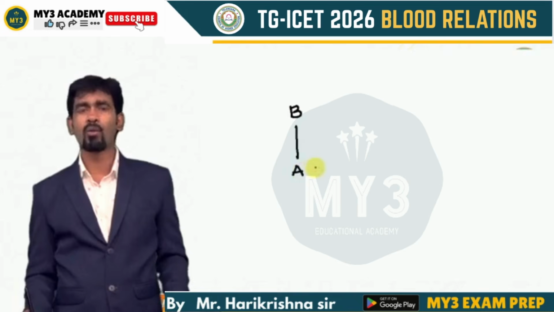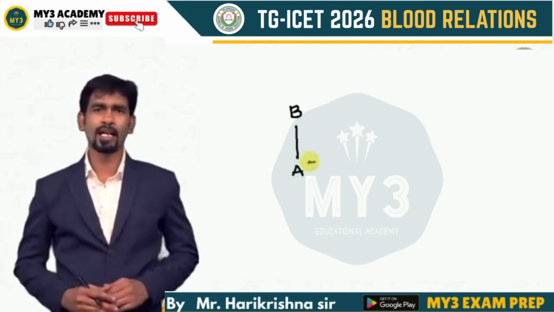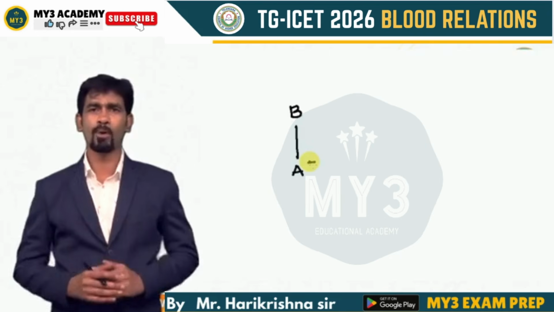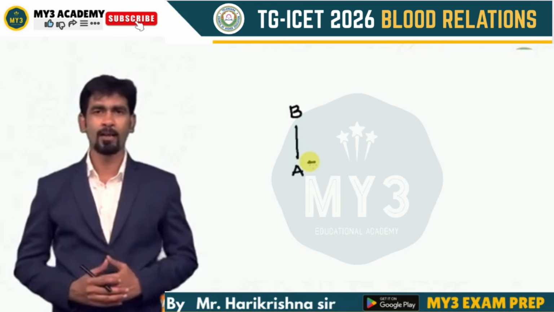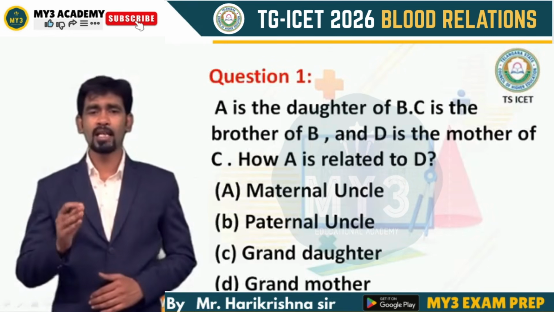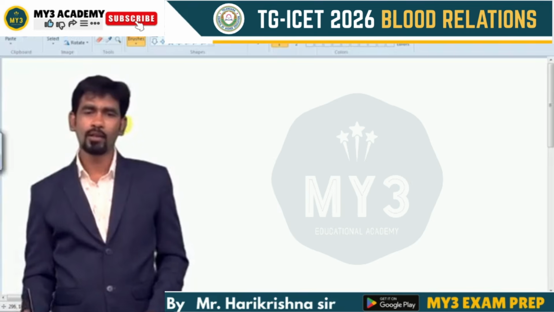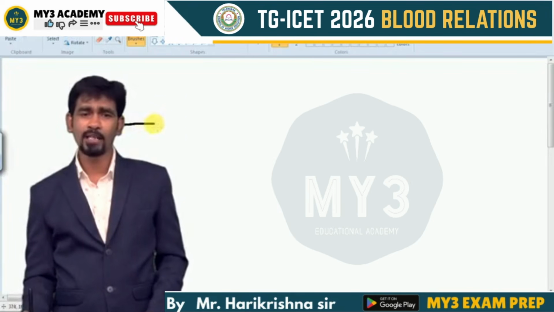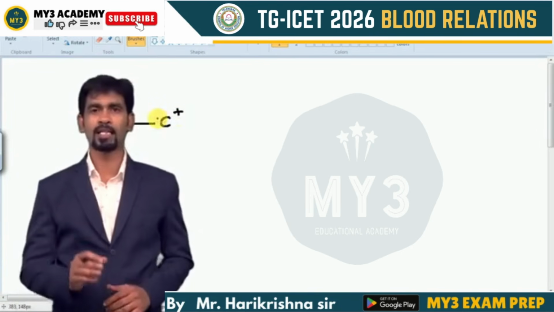A is a daughter. What does daughter indicate? A is a female. So for female I am representing a negative sign. Male I will represent with a positive sign. Because A is a daughter for B, B is on the higher generation than A. So I hope it is clear. Let's move on to the second statement. C is the brother of B. So B's brother is going to be C. Because it's brother, I am using a plus sign.